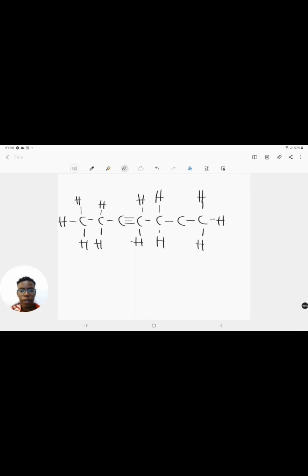So all the carbon atoms must have 4 bonds around them. All of them must have 4 bonds around them. Okay, now how do we name this? We follow the exact same procedure that we just followed. Firstly, what is the last part of this? What is the functional group? The functional group is alkynes, because you've got a triple bond. So the functional group is alkynes.